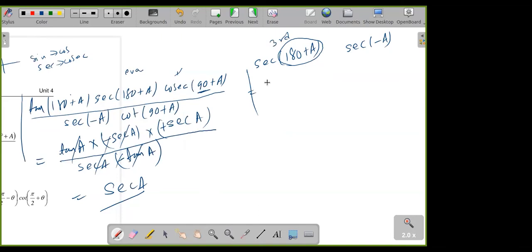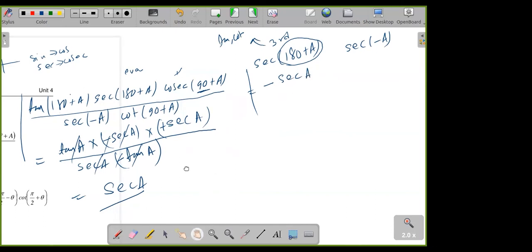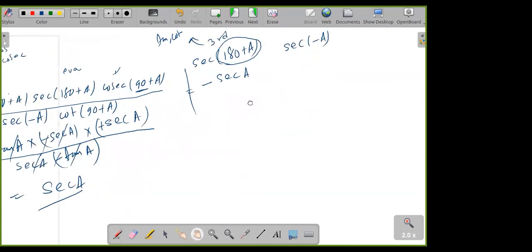And in the third quadrant, what is positive? Only tan and cot. So sec will be negative then, so minus sec a. But sec of minus a will be positive sec a. Why am I telling you this again?